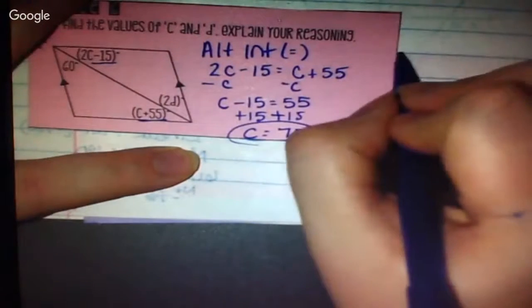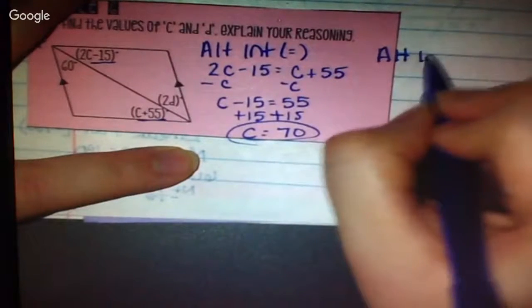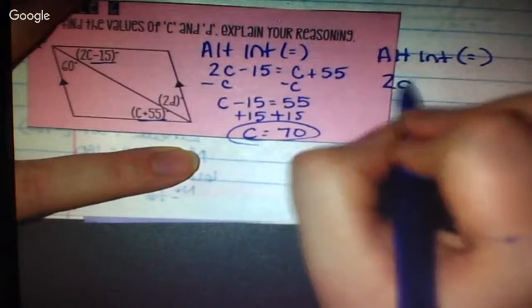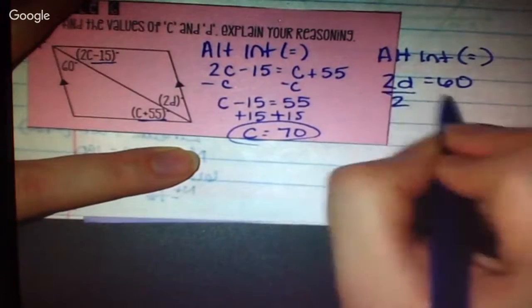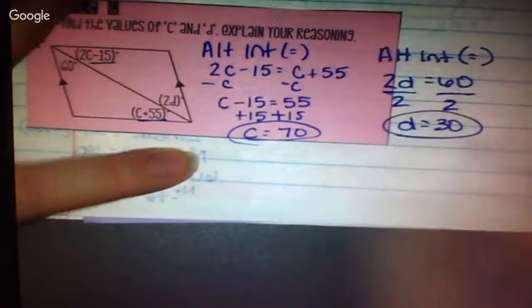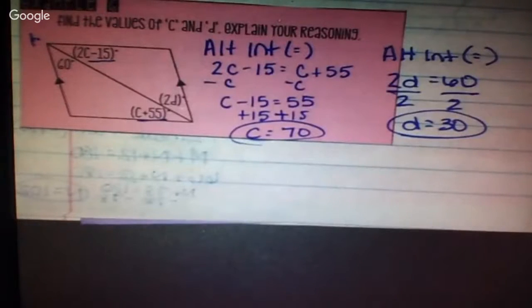And then to do D, Jeremiah said it's the same thing. They're alternate interior, which means that they're equal. So that's 2D equals 60, which means D equals 30. Boom. Dynamite. The struggle is real.